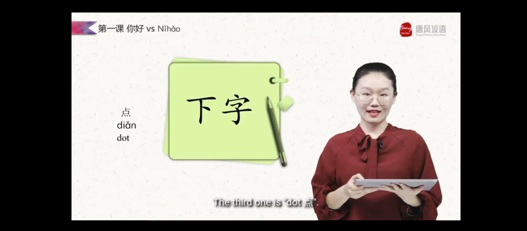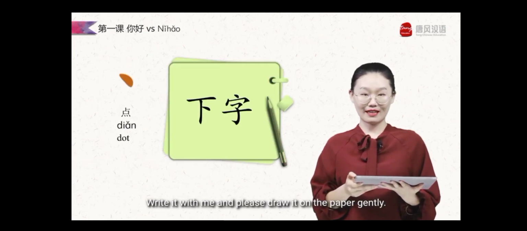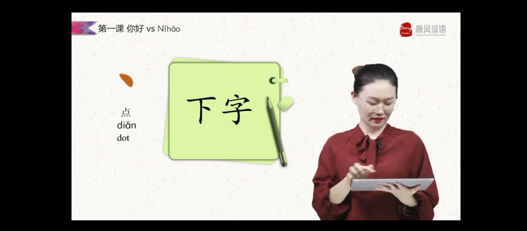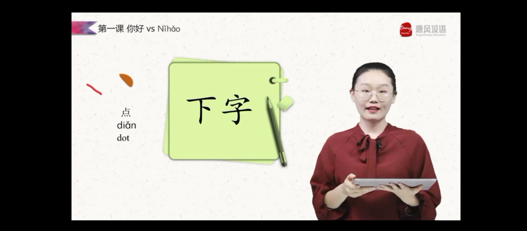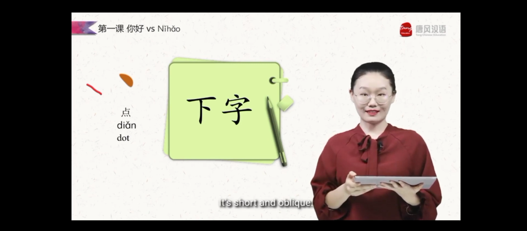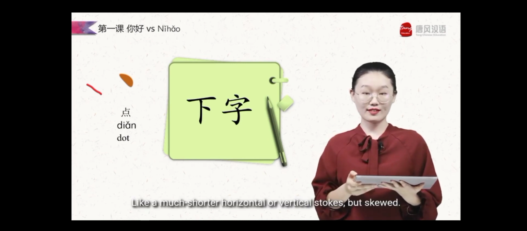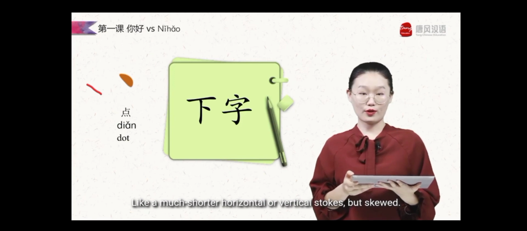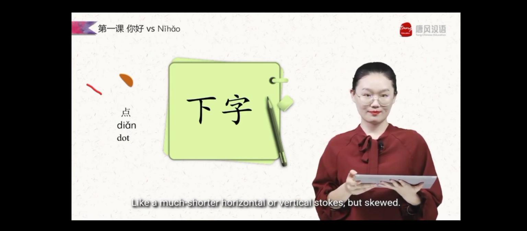The third one is dot, 点. Write it with me and please draw it on the paper gently. It's short and oblique, like a much shorter horizontal or vertical stroke, but slanted.